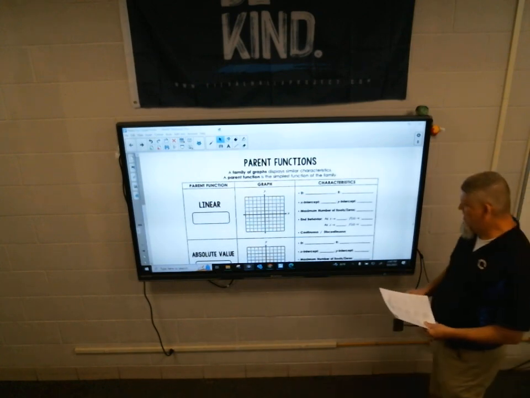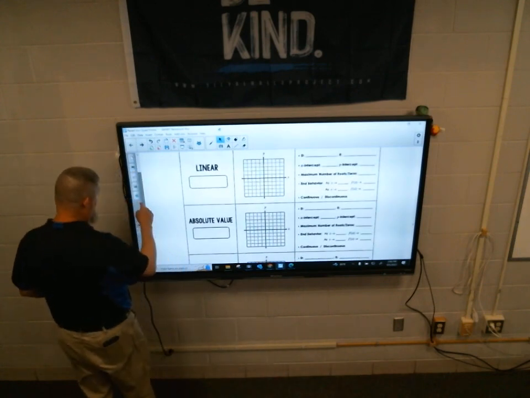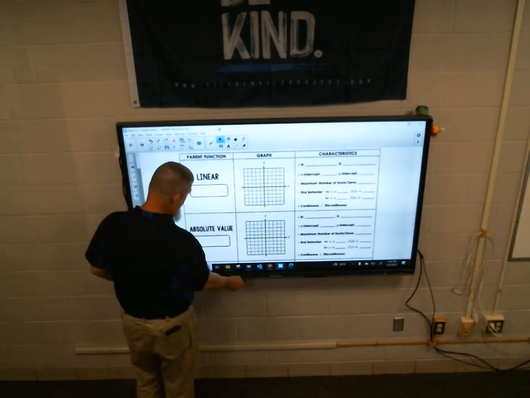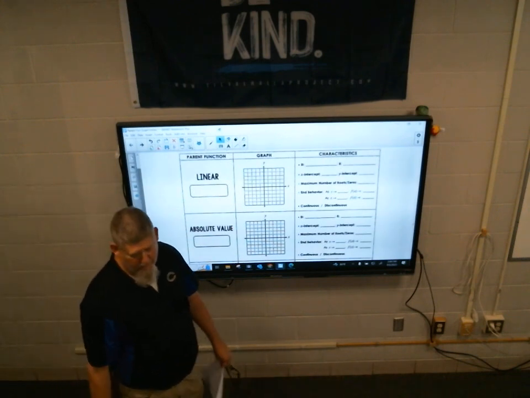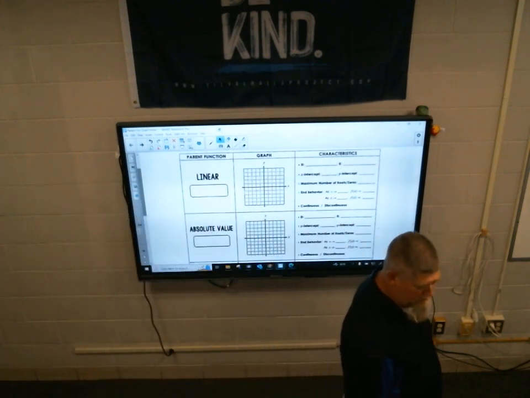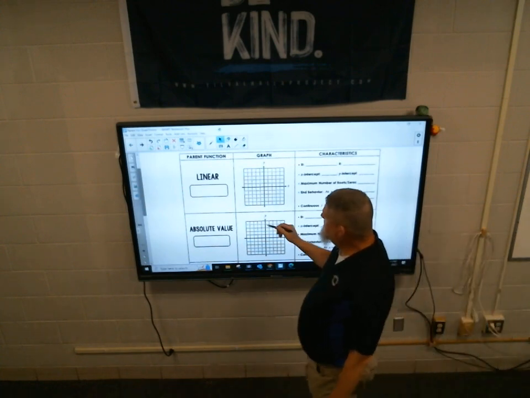Yes? A function where every number of the domain has at most one member in range. Okay, so every x has a y. Every member of the domain has a member of the range. Every independent variable matches to exactly one dependent variable. Okay? So everything on this paper are functions.